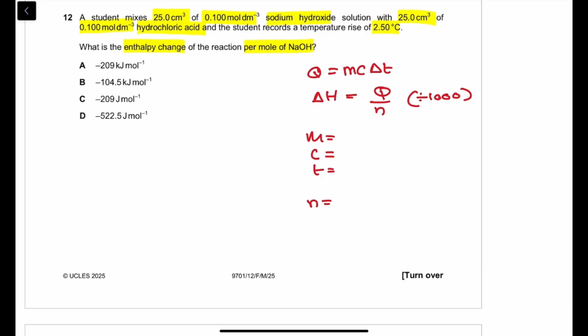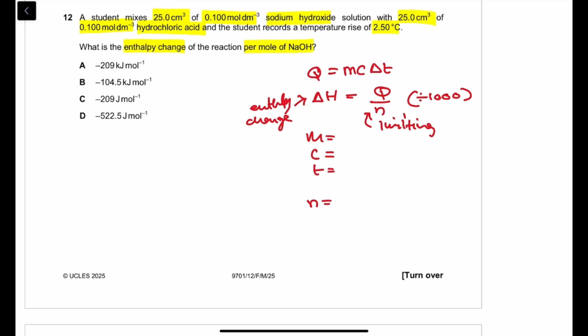Okay, so with these, we use Q equals mc delta T to calculate the amount of energy released, and delta H, which is the enthalpy change, to calculate, and we use the energy released divided by the moles of the limiting, if there is one, to find our enthalpy change. A few things to just look out for.